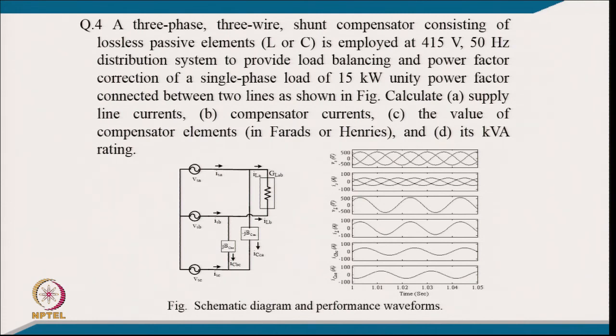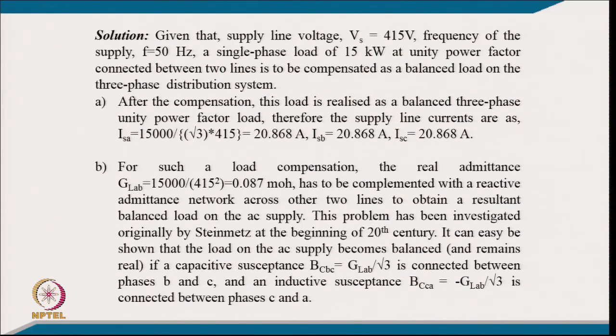You can see after calculation these values are put, and you can see the 3 phase supply current is balanced, and the compensator current is also given below, and load current and load voltage is also given in this waveform. So, based on that we have the solution to this problem, given that the supply voltage Vs equal to 415 volt, frequency of supply 50 hertz, and single phase load of 15 kilowatt at unity power factor connected between two lines to be compensated as a balanced load on the 3 phase system. After the compensation, this load appears as a balanced 3 phase unity power factor load.